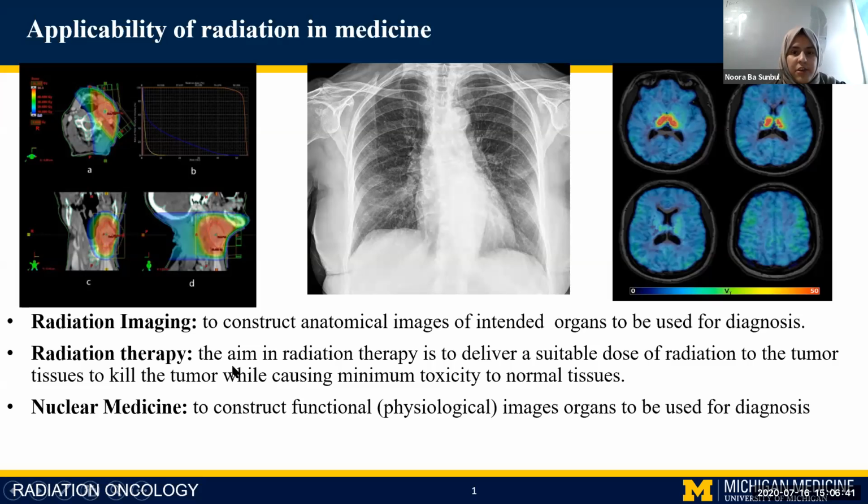And then the third area of interest is nuclear medicine. This is another method used for diagnosis. However, the constructed images for this part are basically a functional or physiological representation of the organs. As you can see, for example, the first figure represents a kind of treatment plan for radiation therapy. The second one is just a regular radiation image, and the third one is a functional image. We're going to go over specific details about each topic, and let's start with radiation imaging.